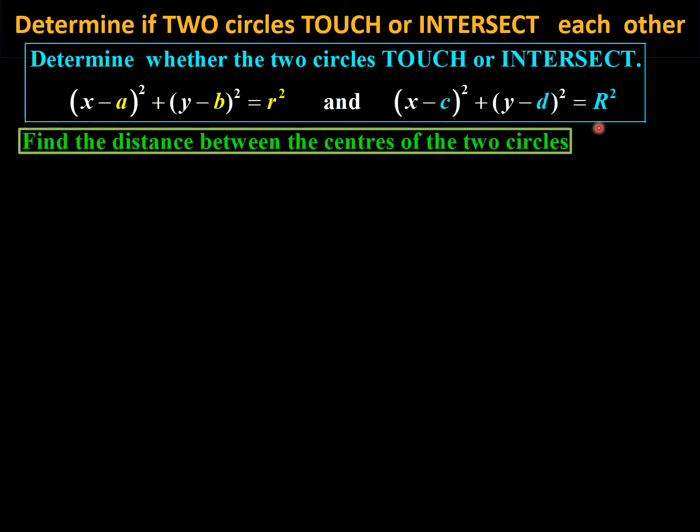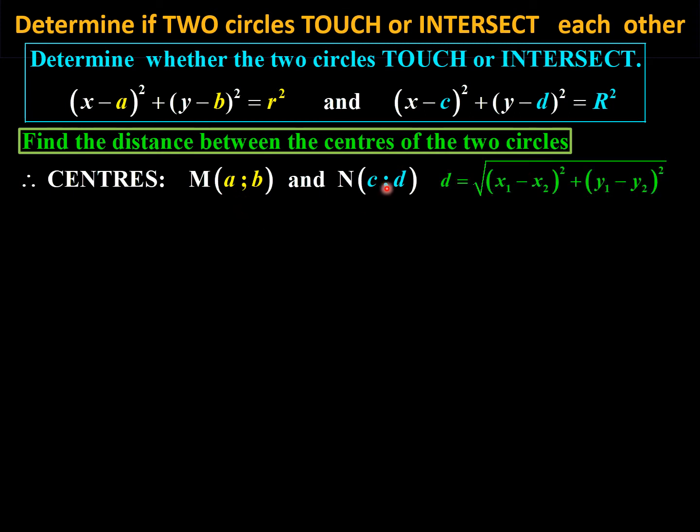So first of all, we need to find the distance between the two circles. And to do that, you need the centers. So there we already have the centers. Let's call the one center M and the other center N. To find the distance, you just use your distance formula. And let's say after calculating that, we find the distance to be a value K. So the distance between the two centers in this case is K.